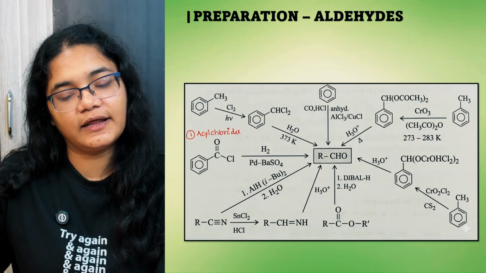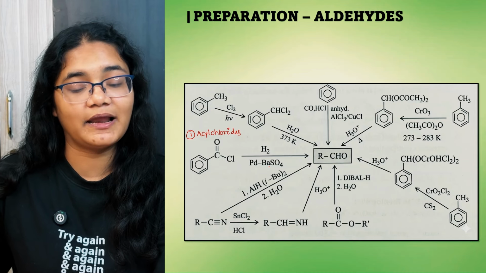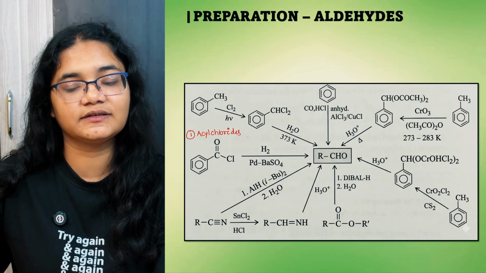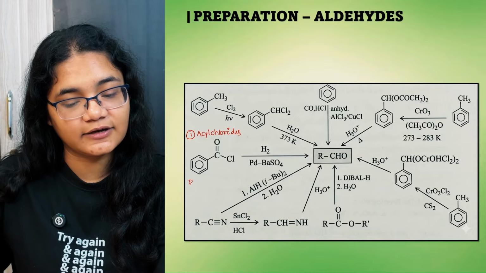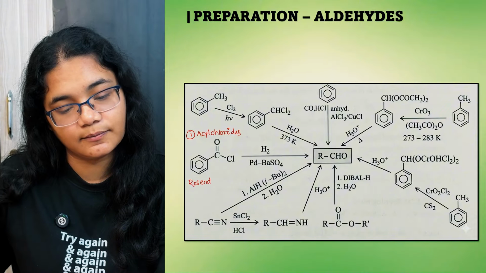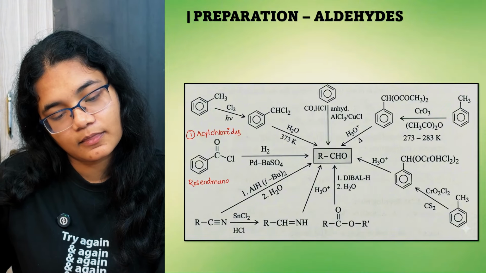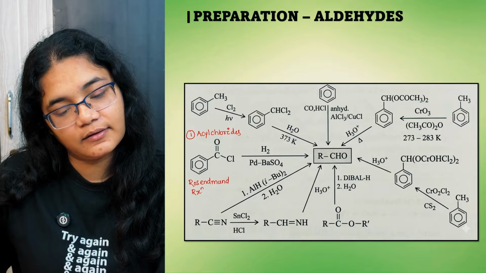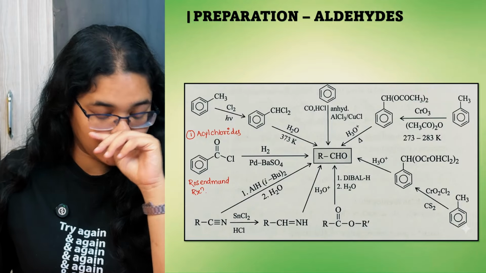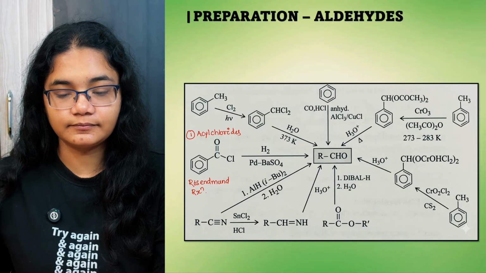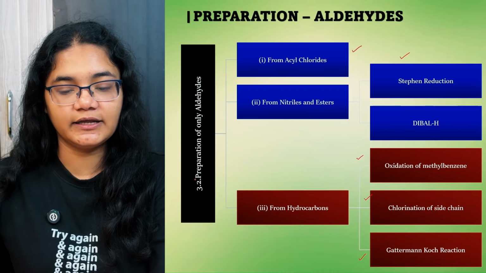Okay, so if you take acyl chlorides and treat it with H2, palladium on barium sulfate, this chlorine gets converted to hydrogen, and this reaction is called the Rosenmund reaction. Okay, Rosenmund reaction.